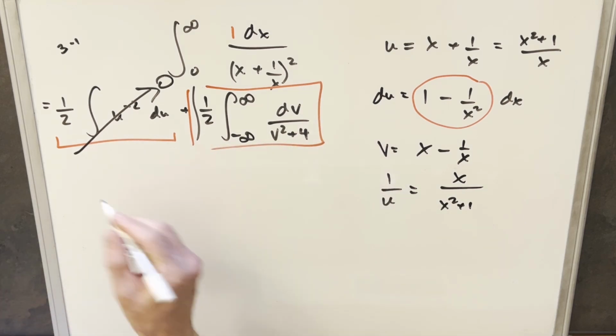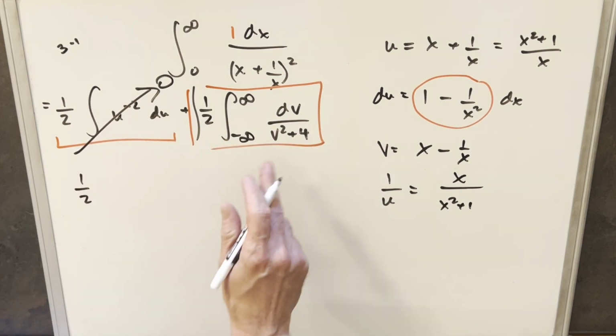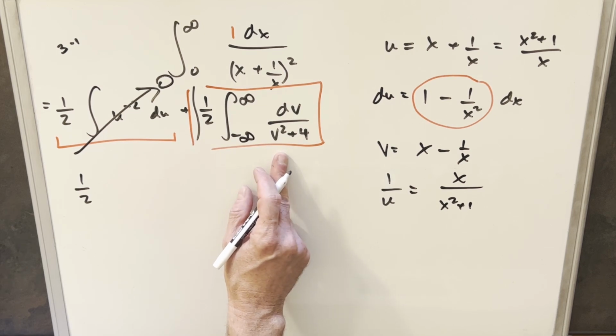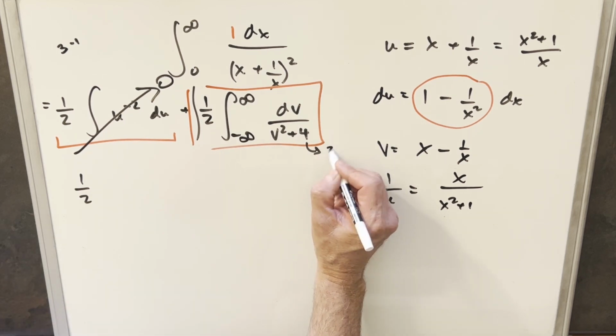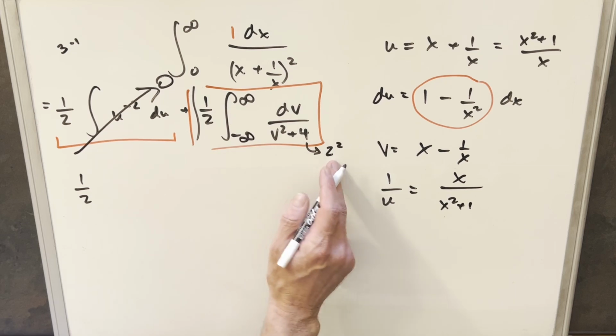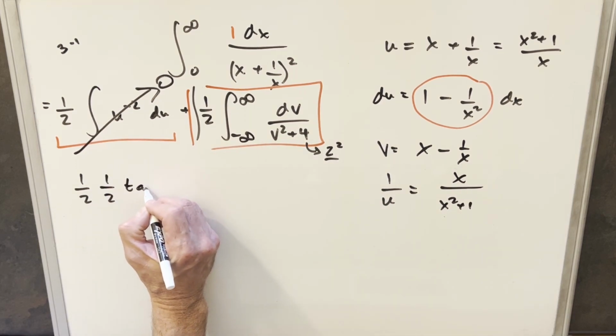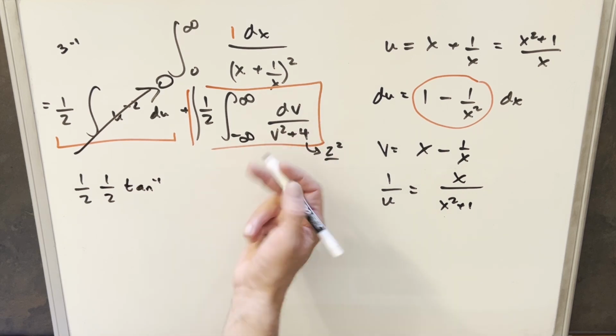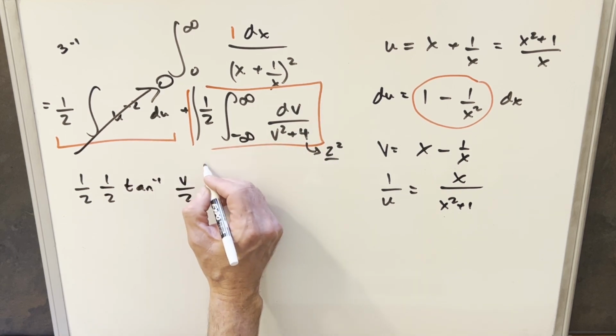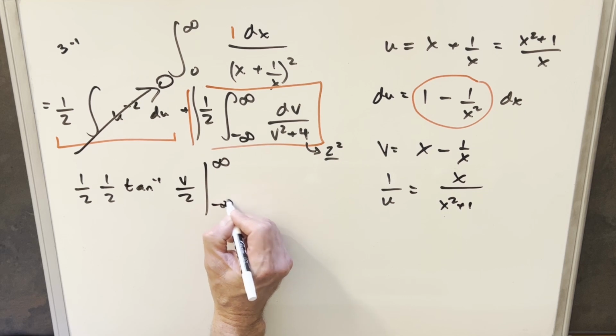Okay, now back to the second integral. We're going to have our 1/2 out front. Now, you notice this integral is in the exact right form for arctan. Let's just consider this 4 like 2 squared, and then we can use our arctan formula. So that's going to be 1 over this value out front. So we're going to have 1/2 arctan of our variable v over 2, and this is going to be evaluated just from minus infinity to infinity.